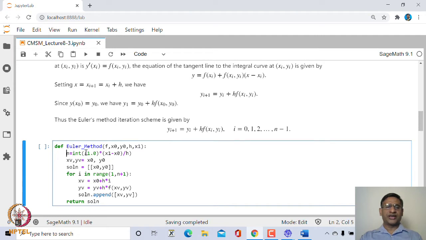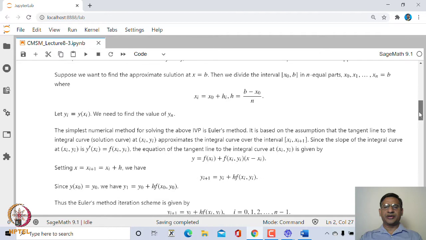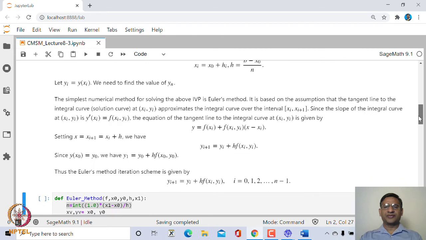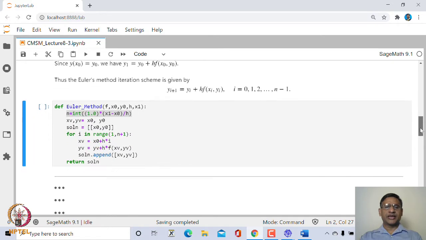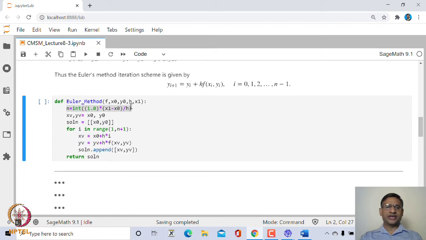So now then define what is n. n will be x1 minus x naught by h. Since h is given by, if you are dividing into n equal parts, h is b minus x naught upon n, therefore n will be given by b minus x naught by h. So here instead of b we have taken x1.